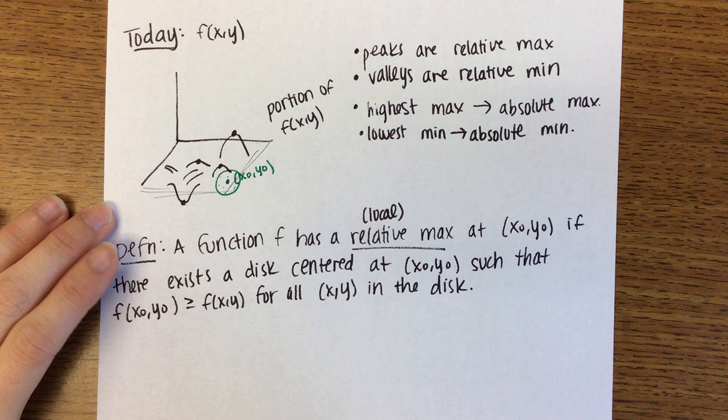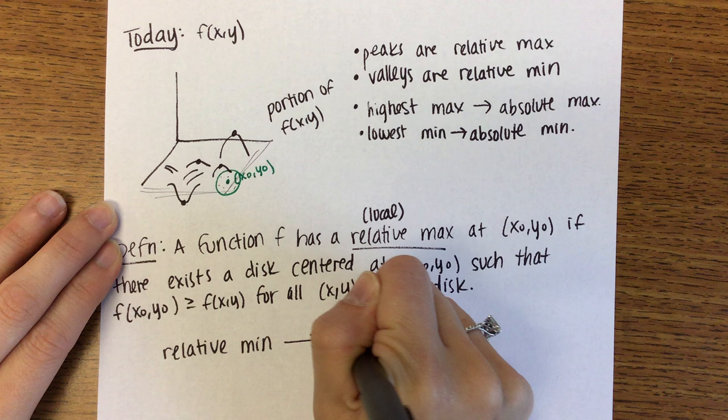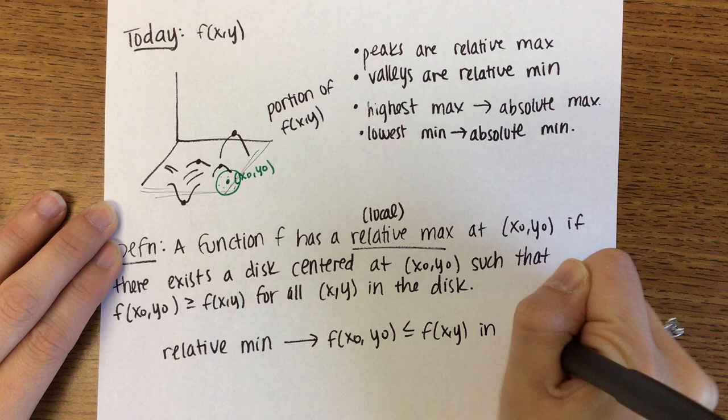A relative min, though. Remember, local might be a term used as well. This is when f of x naught, y naught is less than or equal to f of x, y for all the points in that disk.